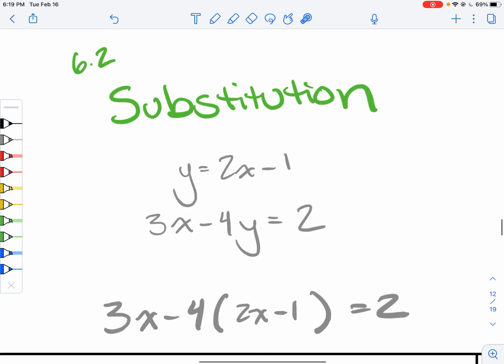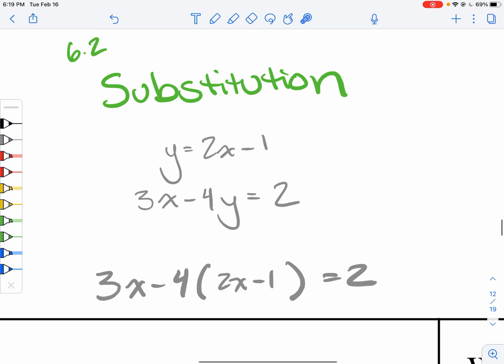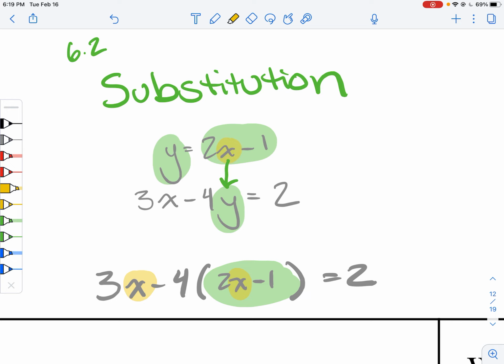Then we looked at substitution. In substitution, we solved for one of the variables, and then we replaced that value in the second equation. So we took that 2x minus 1, we plugged it in for y to get 3x minus 4 times 2x minus 1 equals 2. And then, of course, you solve for x and then plug it back in to find out what y is. Once you figure out what x is, plug it in here, and that tells you your y.